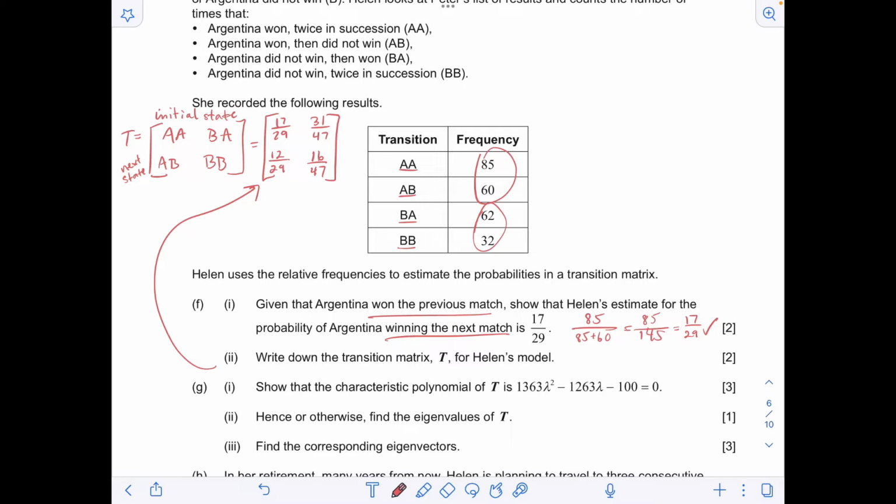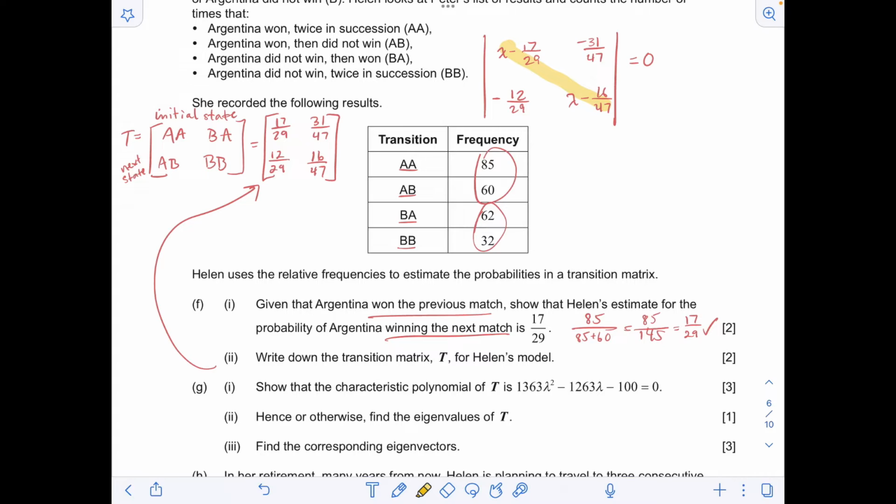Part G, part 1, asks, show that the characteristic polynomial of T is 1363 lambda squared minus 1263 lambda minus 100 equals 0. So to find a characteristic polynomial, we need to write lambda minus our first, lambda minus our last, and then take the opposite of the other two terms. It's going to be the determinant of that should equal 0. And by the way, you may have written 17 over 29 minus lambda, 16 over 47 minus lambda, and kept those opposite two terms positive. That's fine too. That'll give you the same value.